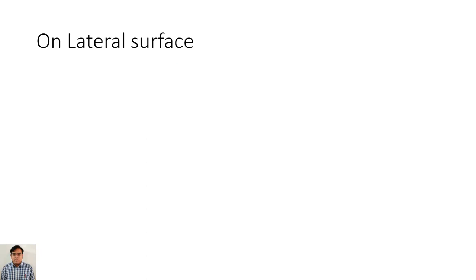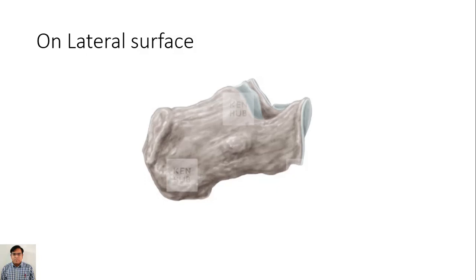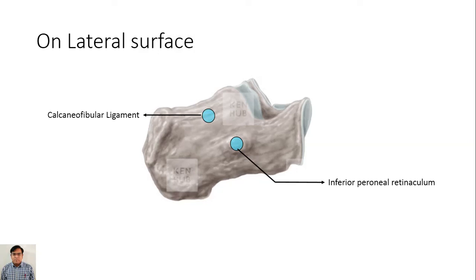On lateral surface, here you can see the peroneal trochlea. This is peroneal trochlea, and it gives attachment to inferior peroneal retinaculum, and postero-superiorly there is attachment of calcaneofibular ligament.